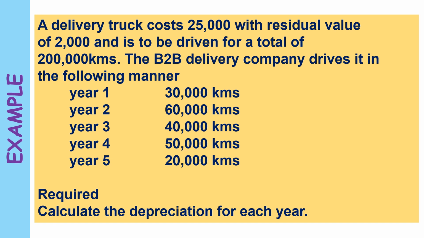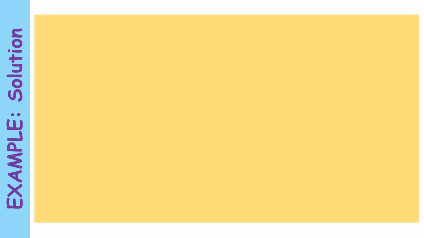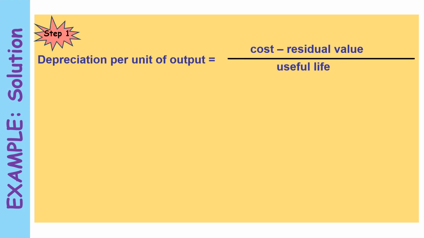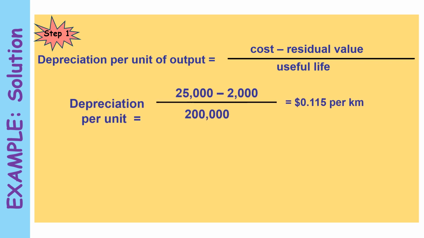Now we need to take the cost, which is $25,000, minus the residual value of 2,000 and divide it by the useful life. Remember, the useful life here is measured in the total number of kilometers the asset will be driven, not in the number of years. So here is the solution. First step is to calculate the depreciation per unit. So we take $25,000 minus $2,000 of residual value divided by total kilometers, 200,000. This will give us depreciation per unit or per kilometer of $0.115.